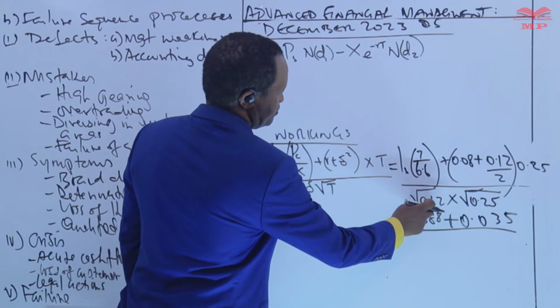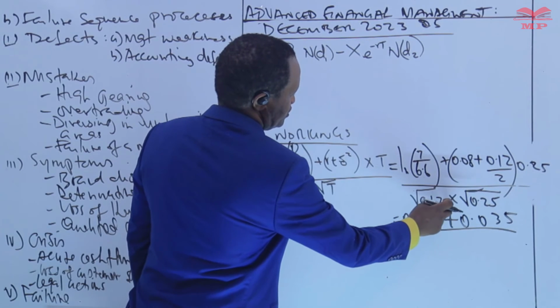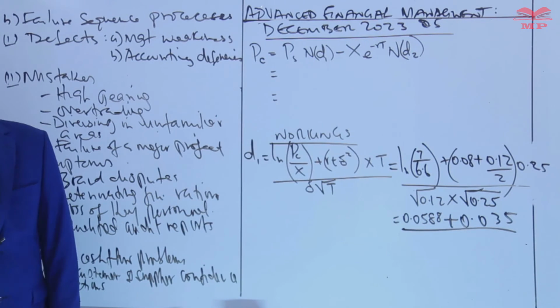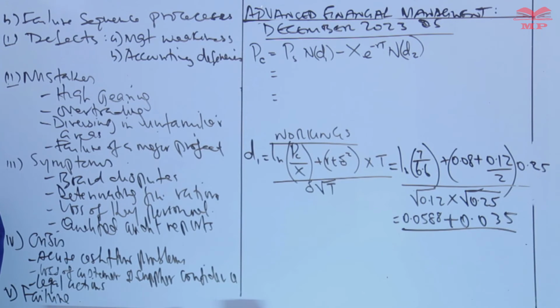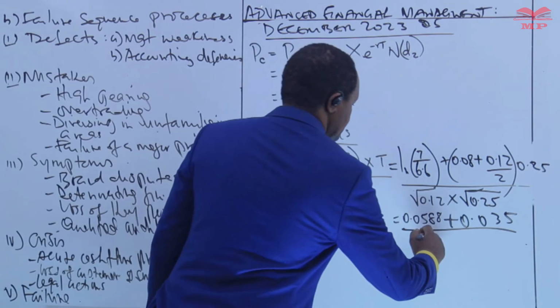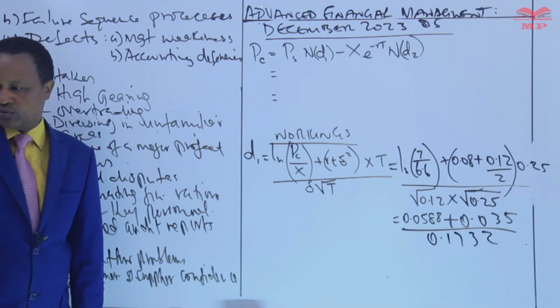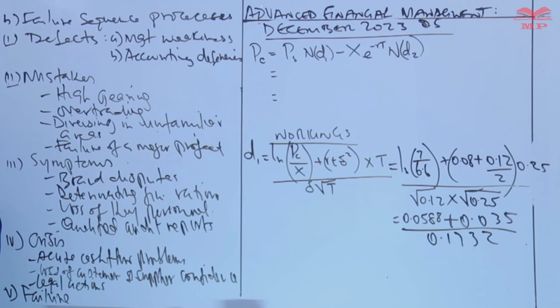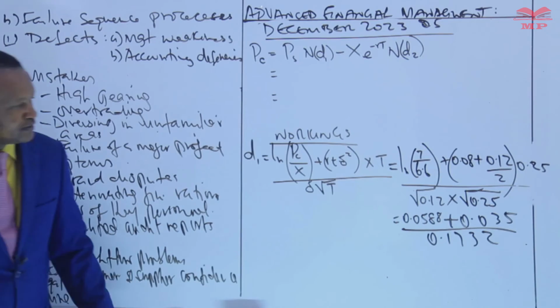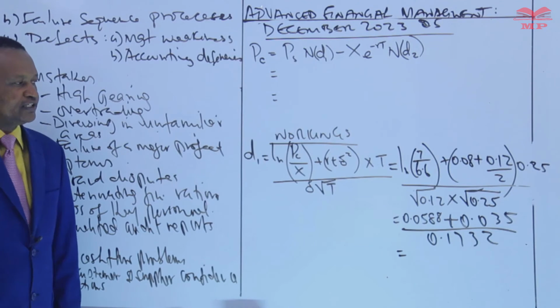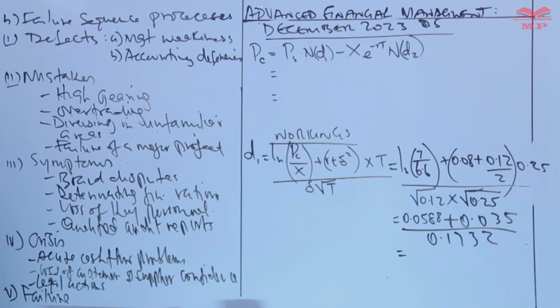Square root of 0.12 times the square root of 0.25. 0.1732. Is that so? Then simplify it. D1 will be equal to, Betty says 0.5416. Round it to 2 decimal places.